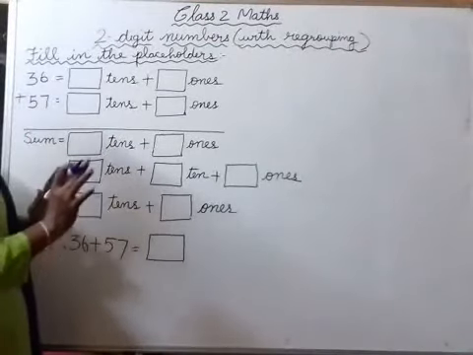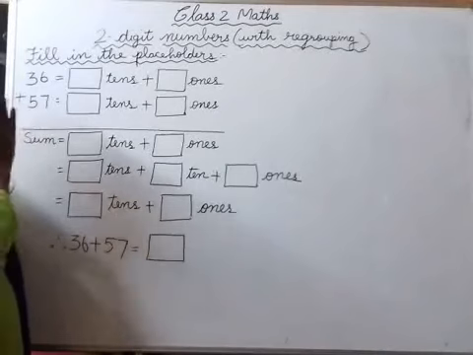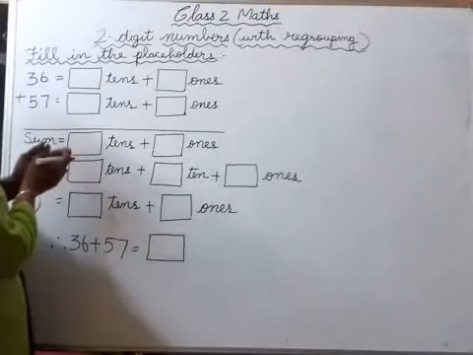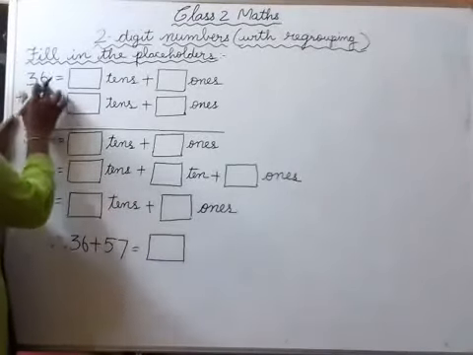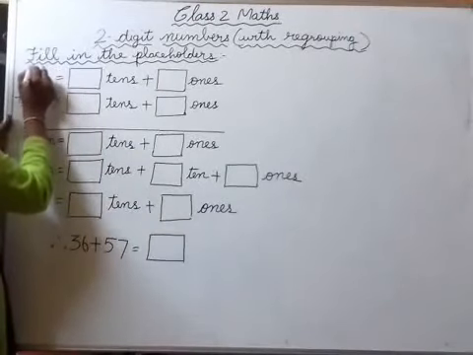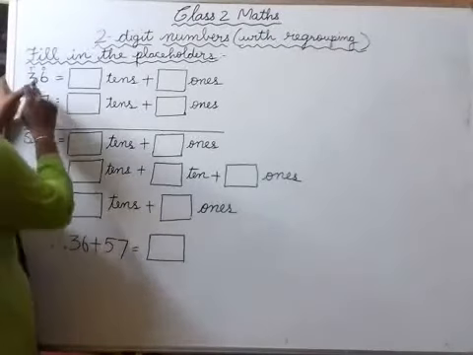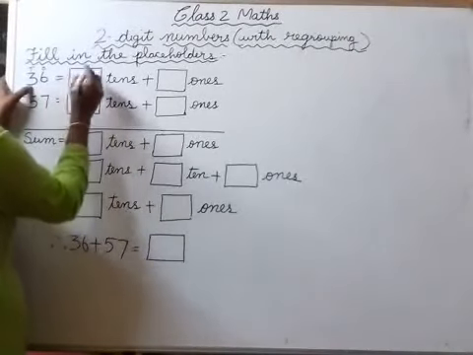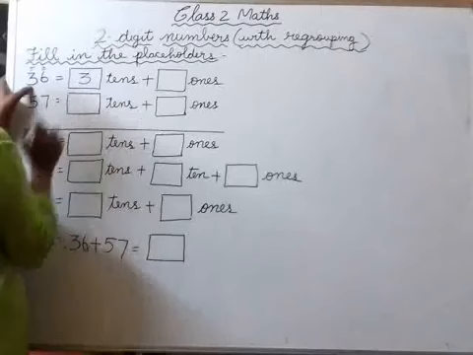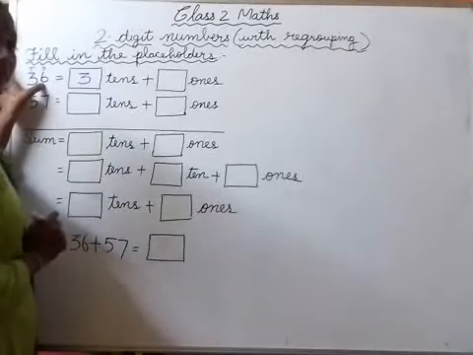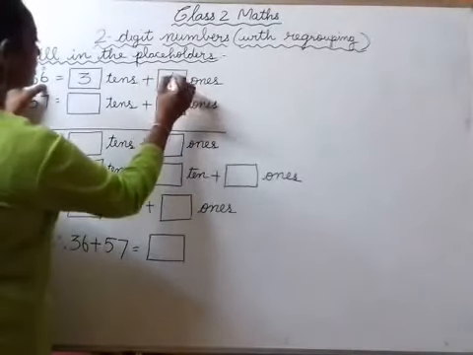Same method में जो हमने first sum में किया वैसे की वैसे ही हम करेंगे इधर भी. So first 36. First you have to write tens, ones. So how many tens are there? 3 tens. Next, how many ones are there? कितनी ones है इसमें? 6 ones.